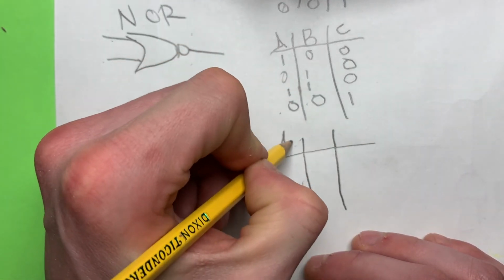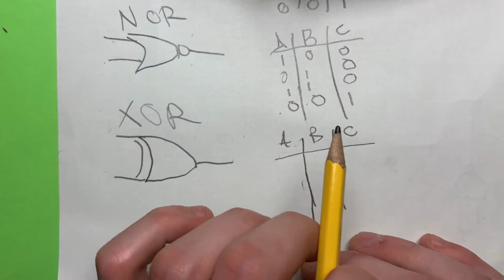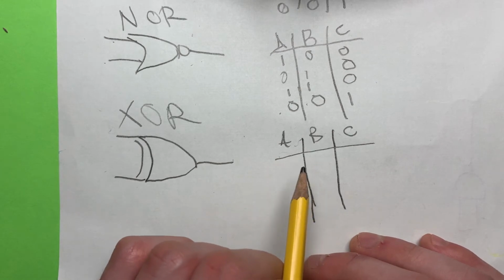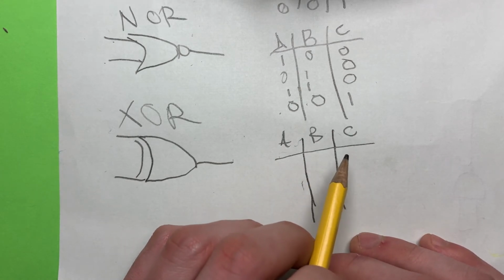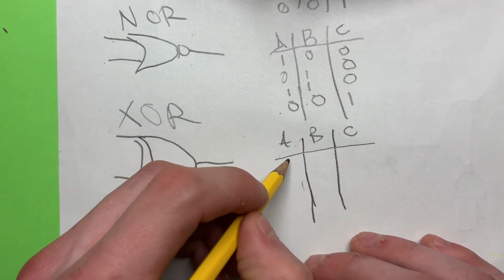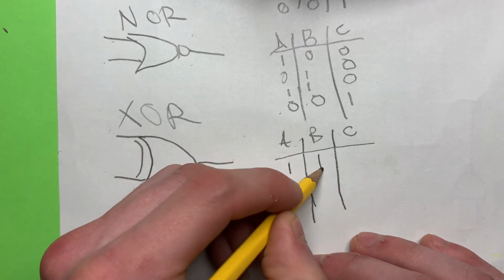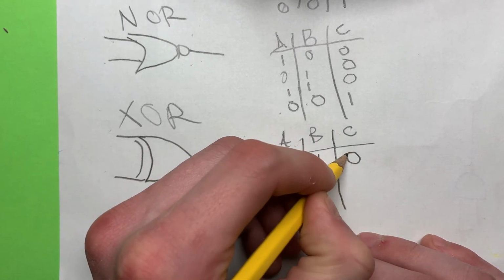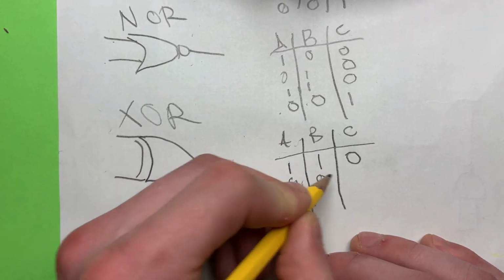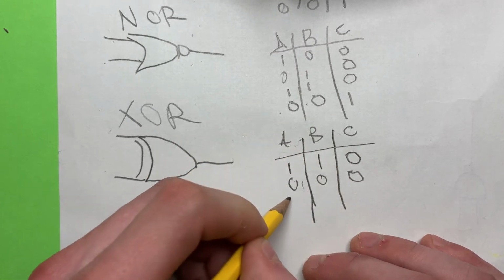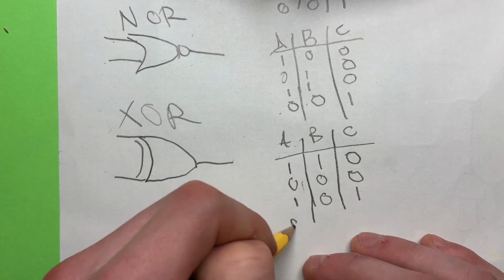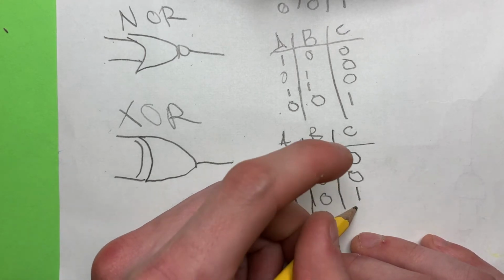So we have A, B, and C. What makes an exclusive OR gate special is that the only time an exclusive OR gate's output is true is if one input is on and the other one is off. So let's start with A is on and B is on. That's going to be output 0. Now let's say A is off and B is off. That's also going to be 0. But if we have A on and B off, that will be 1. And if we have A off and B on, that'll be 1.